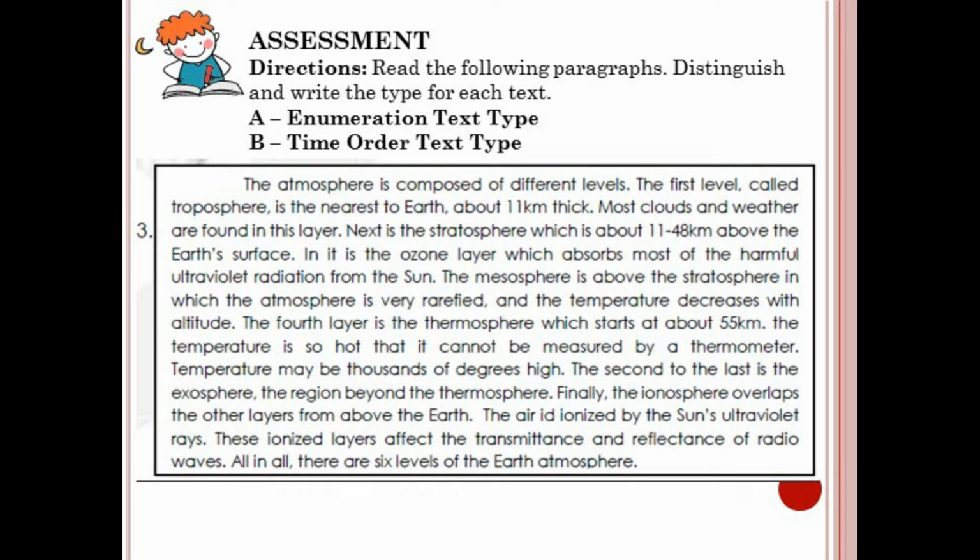The air is ionized by the sun's ultraviolet rays. These ionized layers affect the transmittance and reflectance of radio waves. All in all, there are 6 levels of the Earth's atmosphere. Now, give your answer.